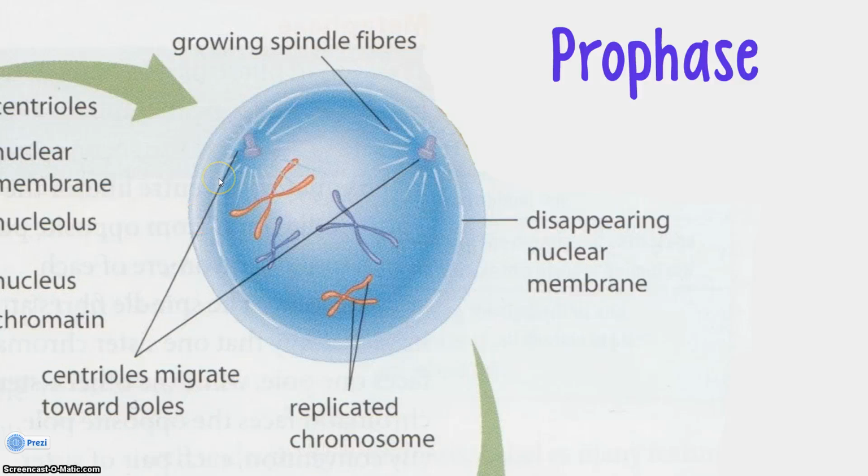And as these centrioles move apart, a network of fibers made up of microtubules, which we call the spindle apparatus, or as you can see here, spindle fibers, forms between the two centrioles. These spindle fibers lengthen with the addition of microtubule subunits. And this is how these spindle fibers get longer.